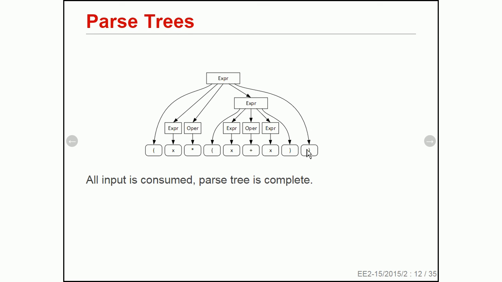We can go one step further and we can match XPER, OPER, XPER, pair it up with these brackets, and now we've reduced all of these terminal symbols to a single non-terminal. And that means that for this input, the parse is complete because we've reduced all of the symbols to a single non-terminal.